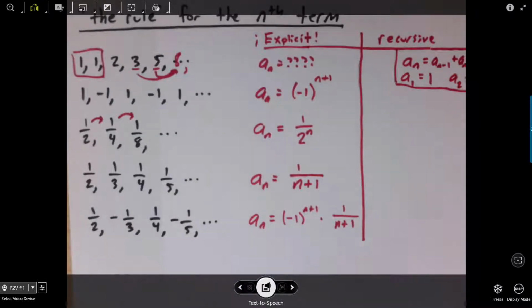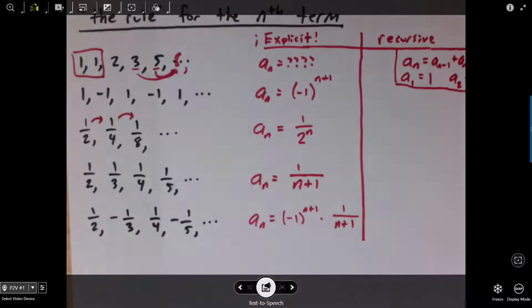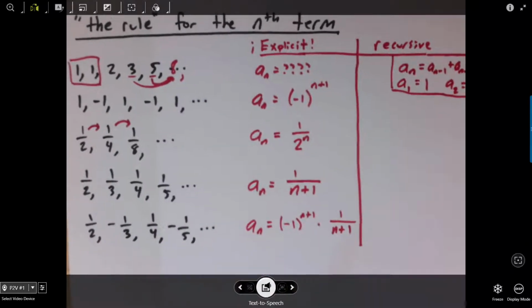All right, if you want a quick exercise, why don't you think about, for each of these, how would you define a recursive rule instead of an explicit rule? Go ahead, you could pause the video. Might be fun, might learn more.